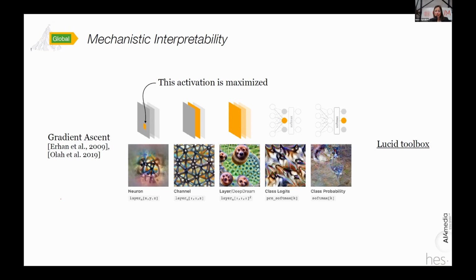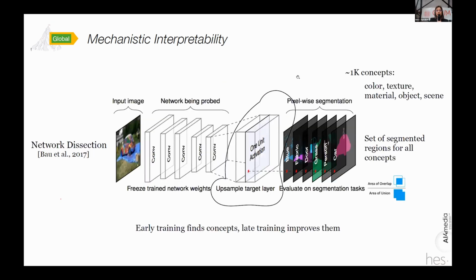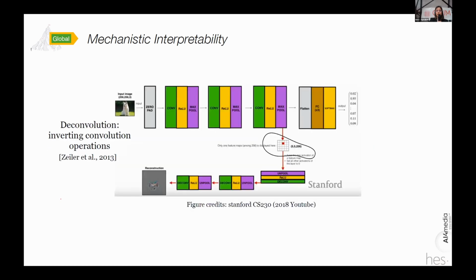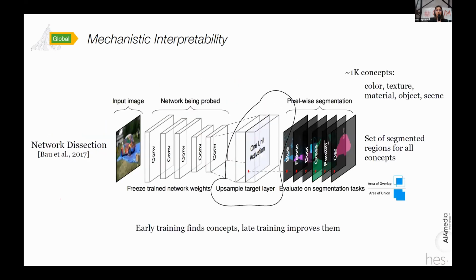Well, as I was saying, the gradient ascent method is a very powerful technique that later on turned into feature visualization as a name. And here you're really trying to understand each of the little components. You can also do this differently. There is the network dissection paper by David Bau. This is also another read that I suggest.